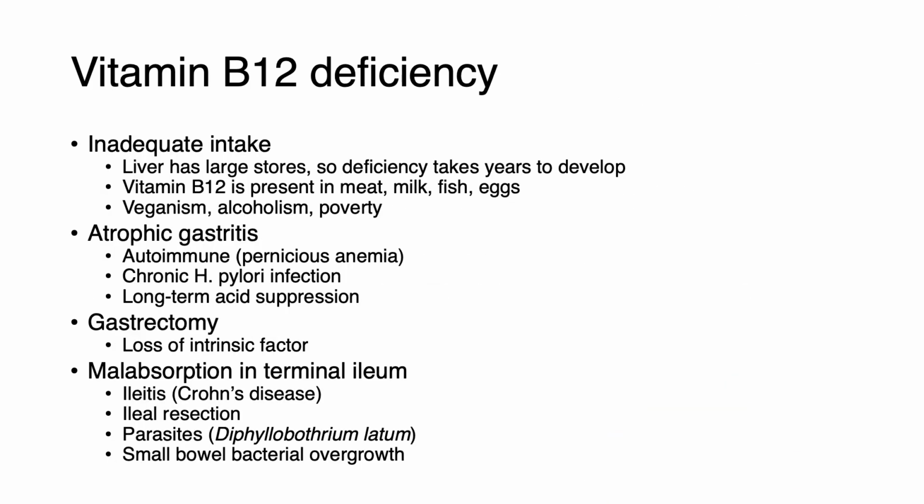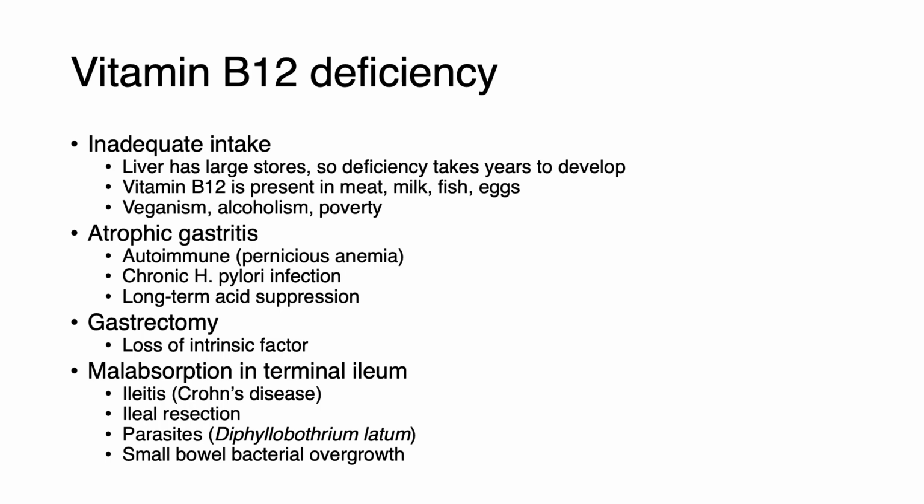B12 deficiency can be caused by inadequate intake, but the liver can store a lot of it, so it usually takes years to develop after you stop consuming things that have B12 in them, like milk, meat, fish, eggs, any animal products. So if you are a vegan and you're not eating any of those things, then you should take a supplement. Otherwise, you could develop B12 deficiency, but it usually takes many years.